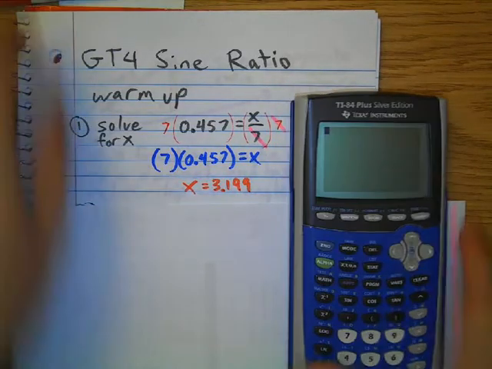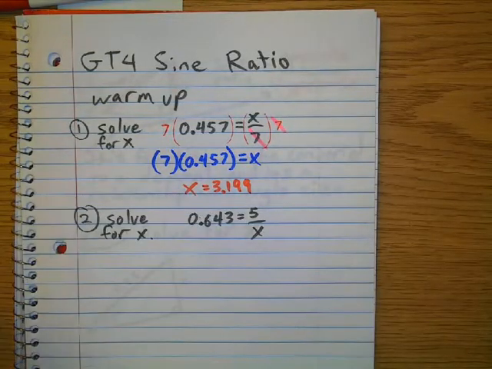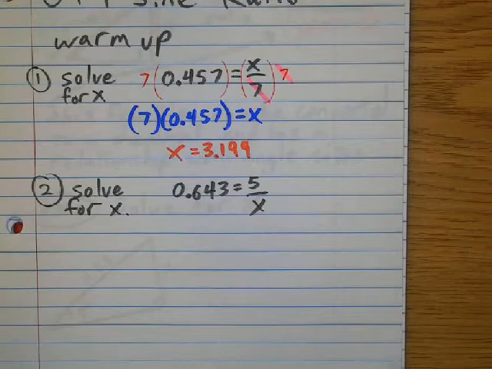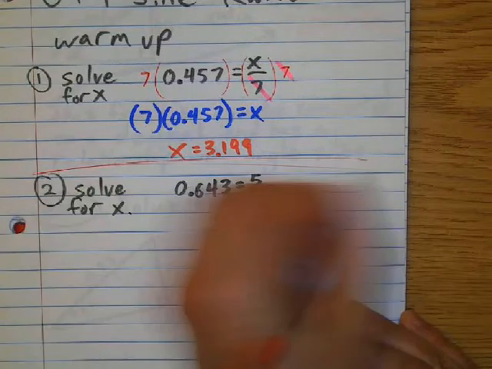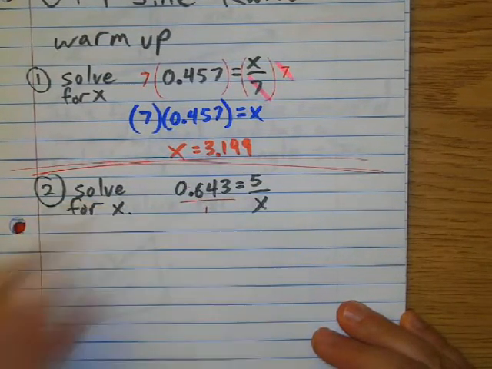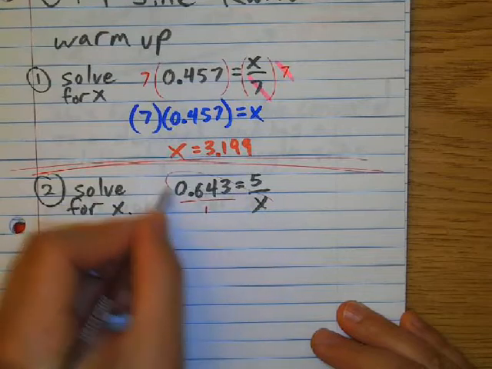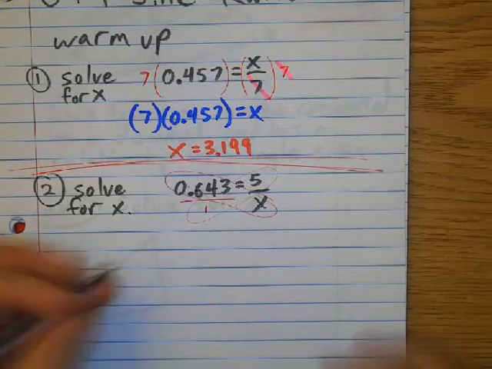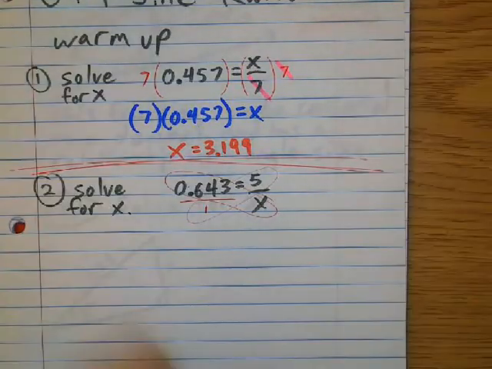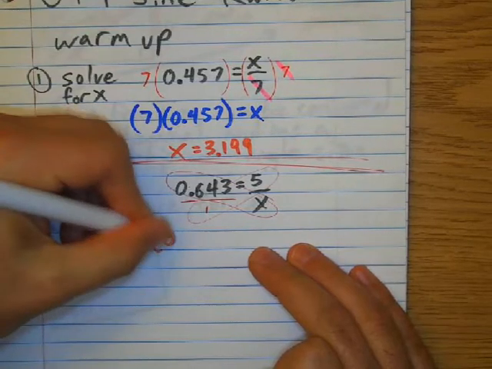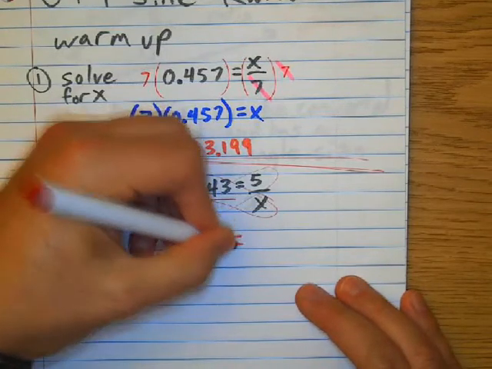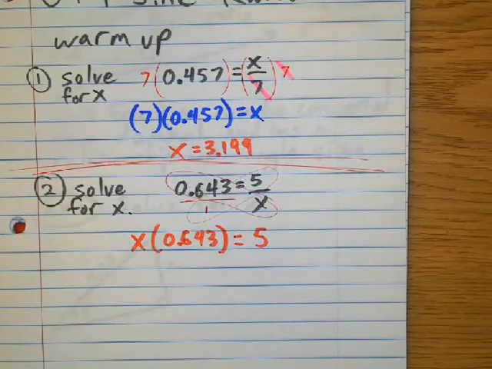Okay, let's do one more. We want to solve for x. An alternative way of thinking of it is I could put this over 1 and cross multiply, and I would get x times this decimal equals 1 times 5. So that would be written like x times 0.643 equals 1 times 5. I'm just going to write 5, because 1 times 5 is 5.